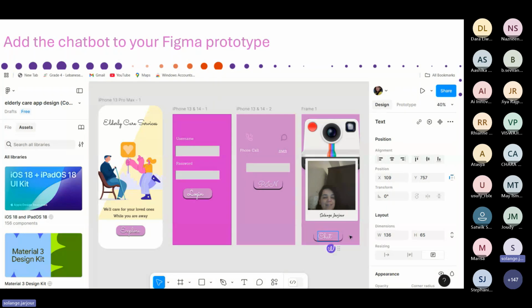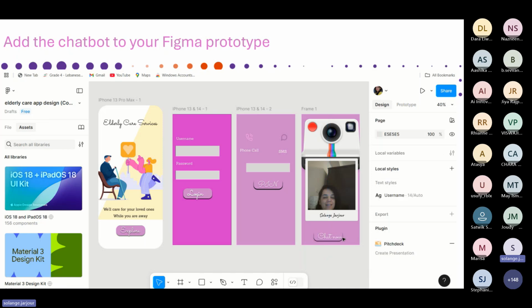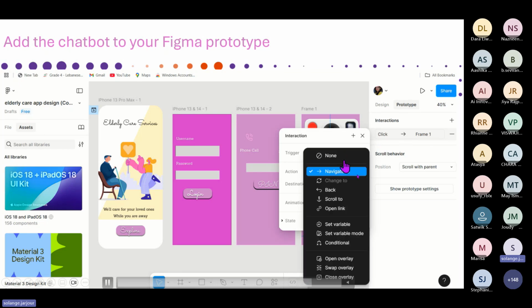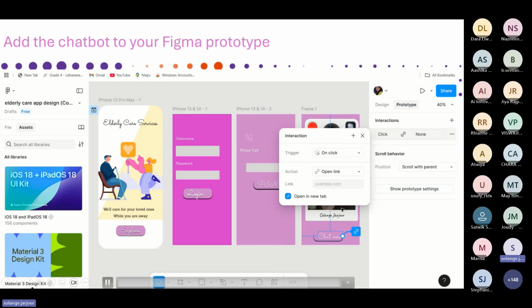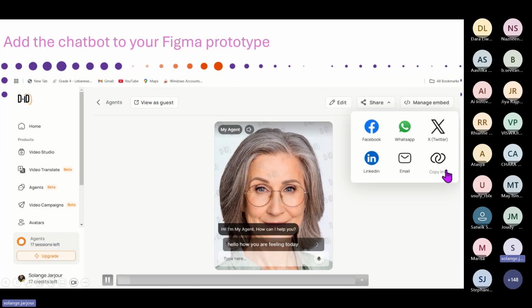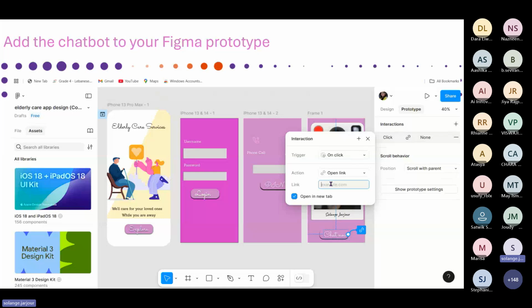Okay, and also I can customize the length and the width of the text. Now I need to link this chat now with the chatbot. How to do this? I will go to the prototype and I will click on click. Now it will open a link. From where I will take the link, let me show you. We created this chatbot, if you recall. Then when I click on share, I will copy the link. And this is the link that I will put in my Figma. Okay, I can select to open it in a new tab or just open it in Figma.